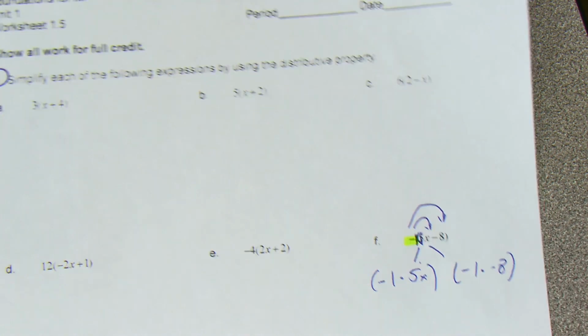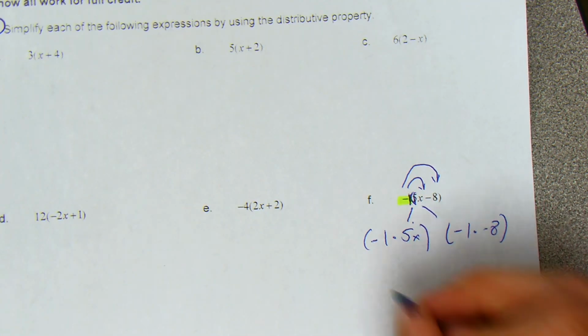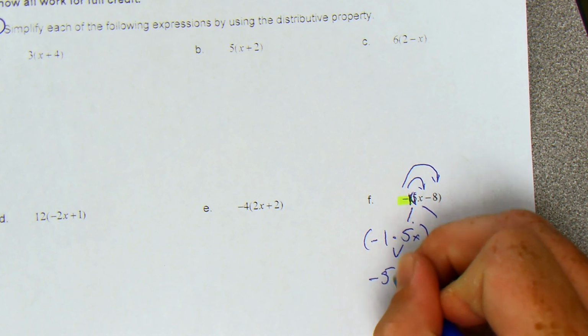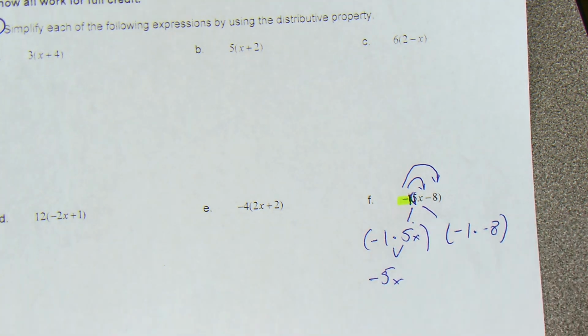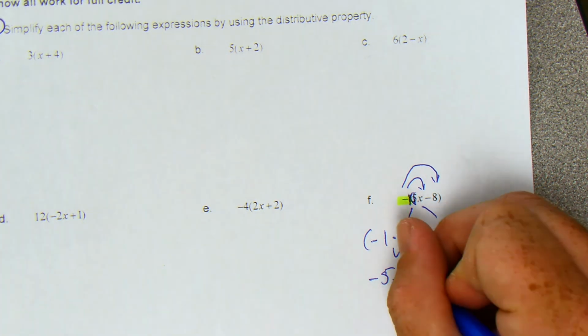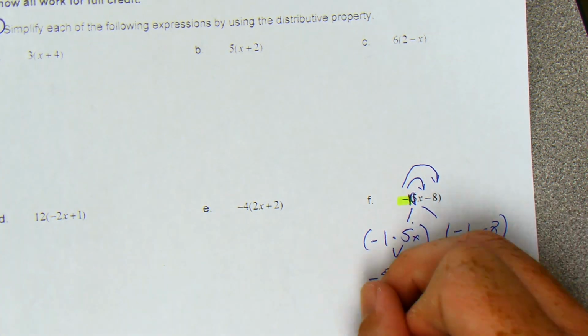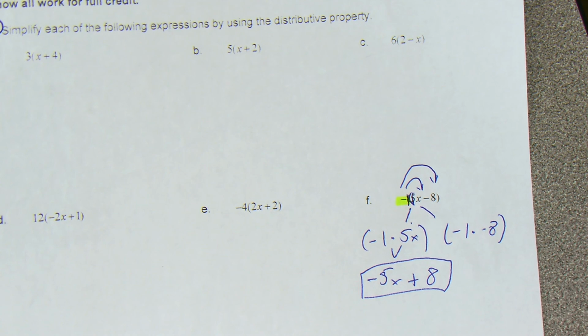If I did -1 times 5x, I'd get -5x. That's because one is a negative and one is a positive, and 1 times 5 is 5, but since one's a negative and one's a positive, we get a negative. And then if I did -1 times -8, remember two negatives always give me a positive, so I have -5x plus 8. That's the correct answer for 1F.